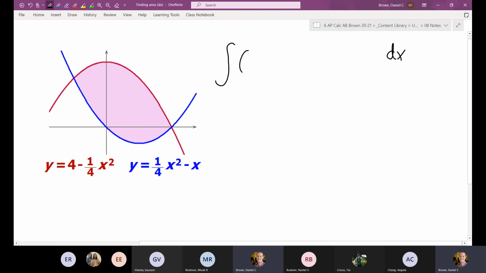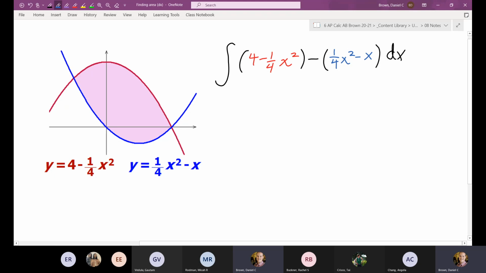So we're going to have a top function minus the bottom function. Don't leave your dx at the end of it. And then fill it in. Top function minus the bottom function. Looking at this one, what's going to be the top function? The red one, so that's going to be the 4 minus 1/4 of x squared. What is going to be the bottom one? 1/4 of x squared minus x.